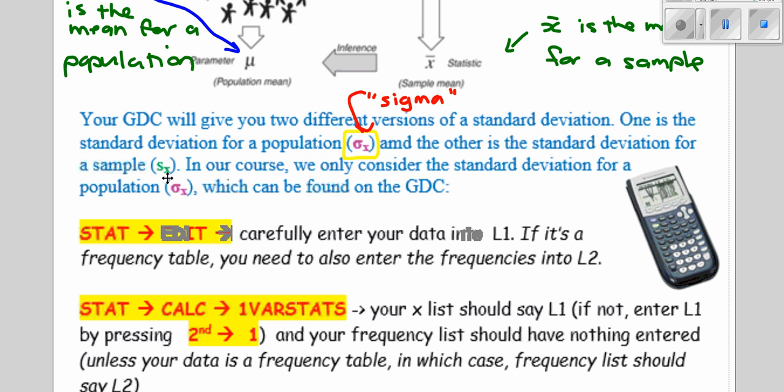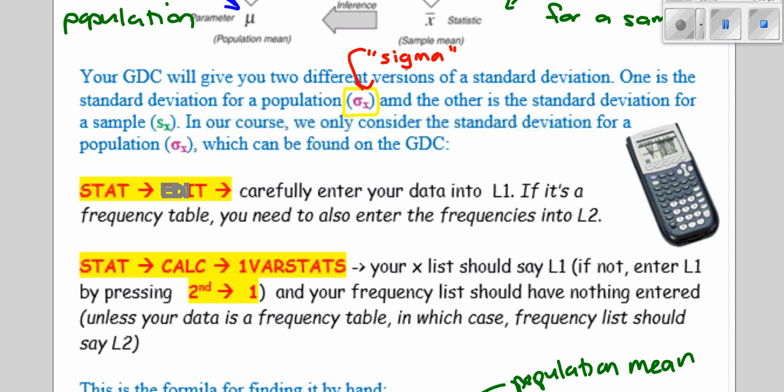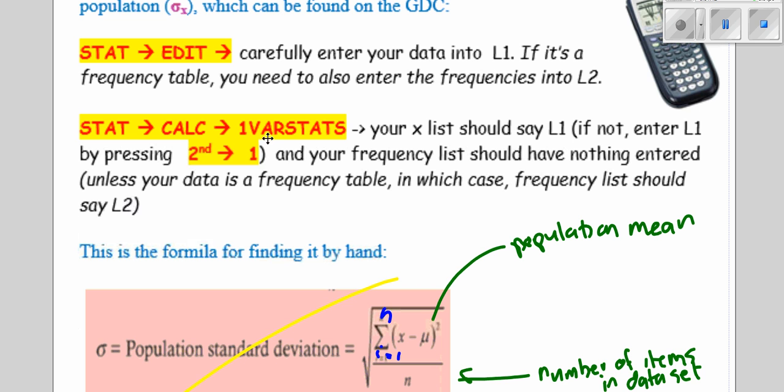But when we're asked just generally to find a standard deviation and they don't tell you to find the sample one, we assume we need to find the population standard deviation, which can be found on the GDC. You go stat edit, enter your data into L1 if it's just a single data list. If it's a frequency table, put your X into L1 and your frequencies into L2. Then stat calc one var stats, because you're just dealing with one list of variables. Because the frequency is not a separate variable, it just relates to the first set of variables. One var stats, your X list should say L1, if your data's in L1, that is. If not, you enter that by pressing second one. And if it's a frequency table, you need to tell them the frequency is L2.